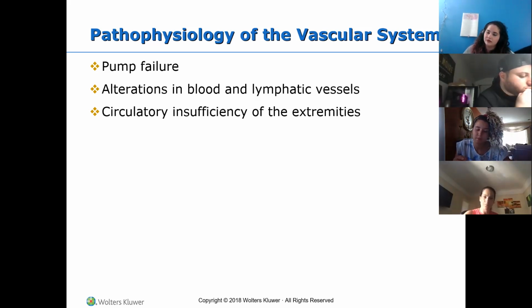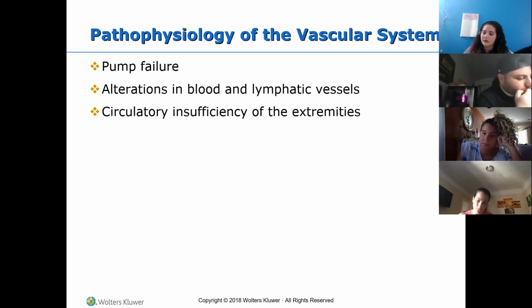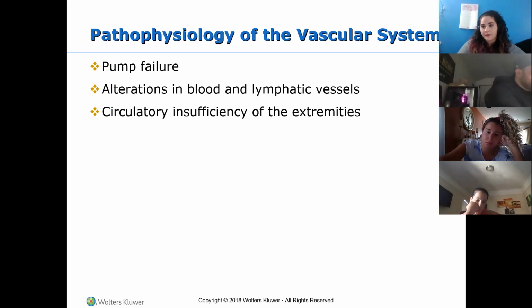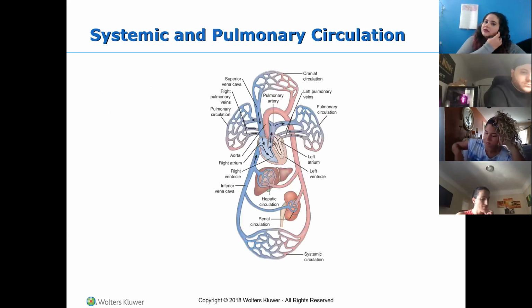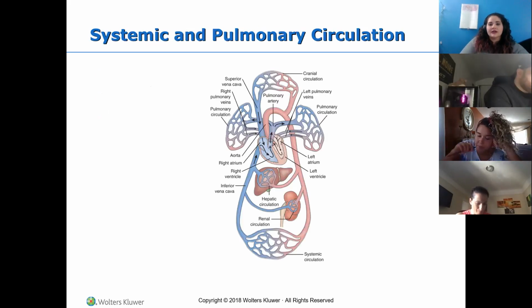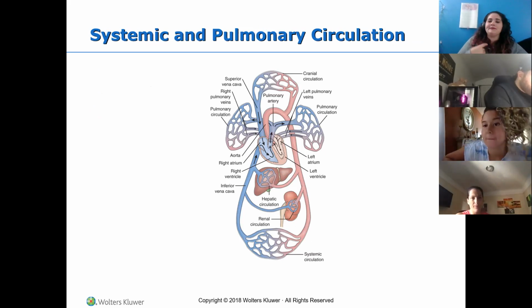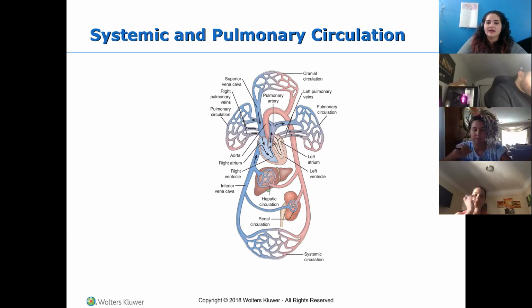Still writing notes or ready to move on? I'm good. Okay, so this is just the systemic and the pulmonary circulation. It shows the left side of the heart in blue and the right side of the heart in red, and it shows you where it brings all of the blood.